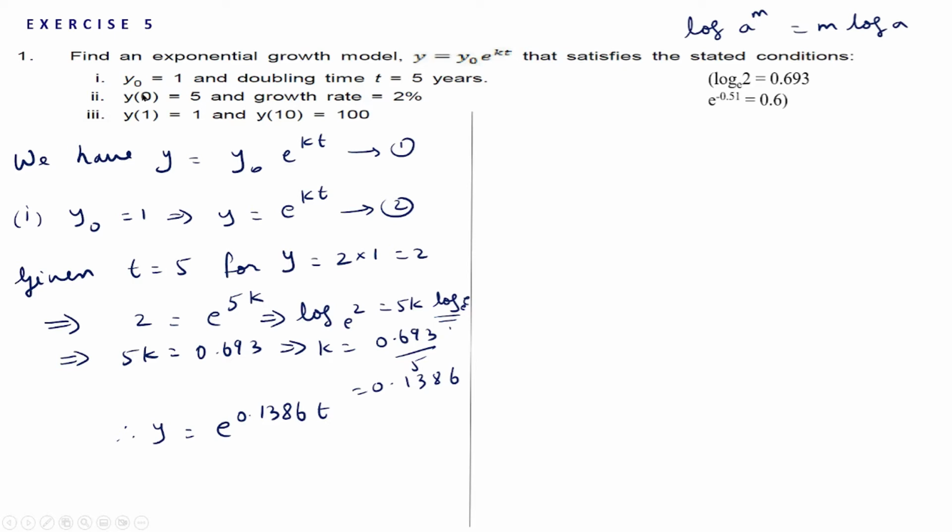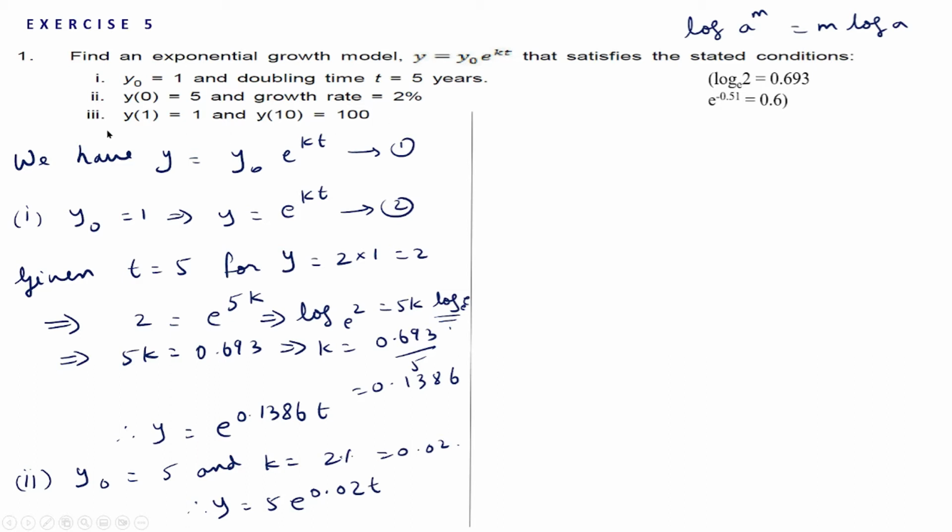Moving on to the second subdivision. Y of 0 equal to 5 and growth rate equal to 2%. So in the second subdivision, y of 0 equal to 5 means it is nothing but y naught equal to 5 and growth rate. This growth rate is nothing but it is k. K is the growth rate and k equal to 2%. It is 0.02. Therefore the model is y is equal to 5 into e raised to 0.02 t. So this is the exponential growth model which satisfies these conditions, y of 0 equal to 5 and growth rate equal to 2%.